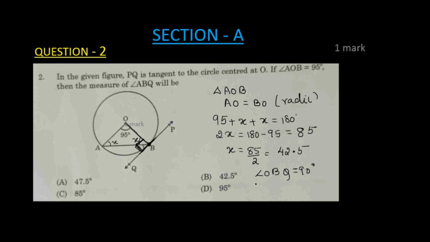So I can say that OBQ is made up of x plus angle ABQ, which should be equal to 90 degrees. And what is my x? 42.5. So when I subtract 42.5 from 90, I get the measure of the angle. And what is the measure of the angle which I get? I get it as 47.5. So choice A is the correct answer. Hope this question is clear to everyone.